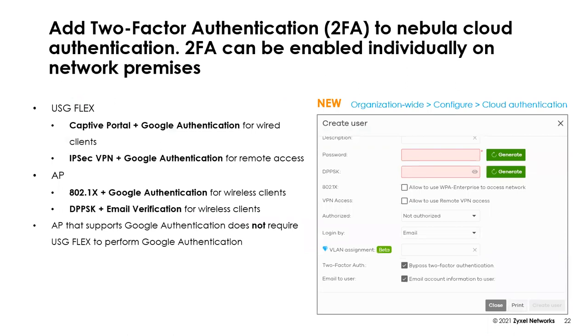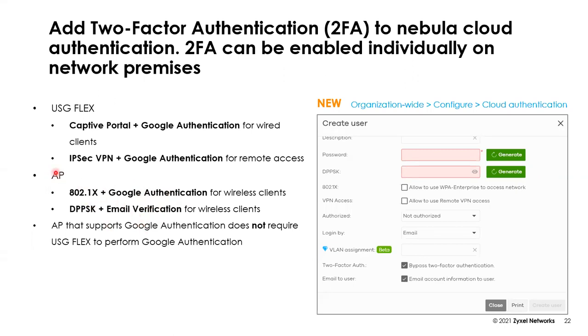If you are using the USG Flex and you are using Captive Portal, you can use Google authentication for wired clients. So this is if you're using the Flex to run the Captive Portal. If you're using IPsec VPN, you can also use Google two-factor authentication for remote access into the org. On the AP side of things, if you're using 802.1x to authenticate your users, you can now use Google authentication as two-factor there. And if you're using our dynamic pre-shared key, where each user gets their own unique password to log in to a single SSID, we can now use email verification for two-factor authentication there.